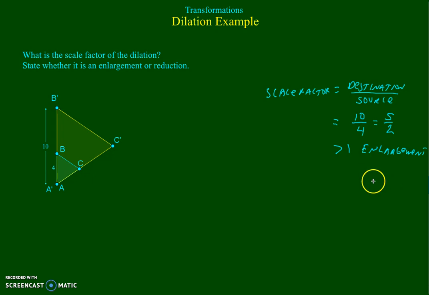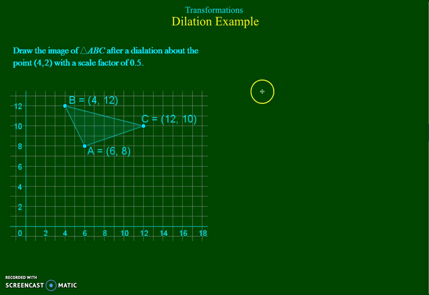All right, let's move on to another example. Here we have another dilation of a triangle about a point that's not the origin. This time it's a reduction because we have a scale factor of 0.5. So let's begin by writing our points. A is 6, 8, B is 4, 12, and C is 12, 10.